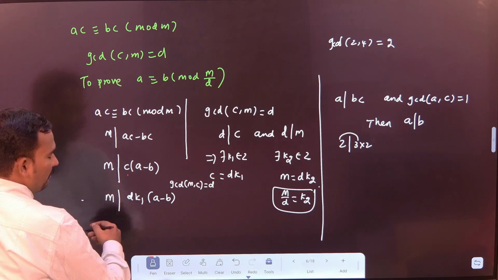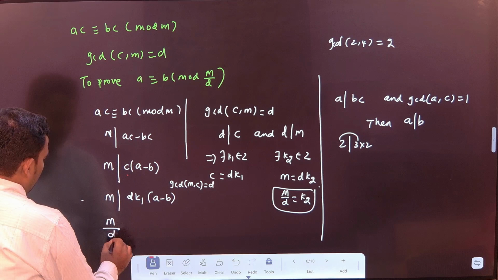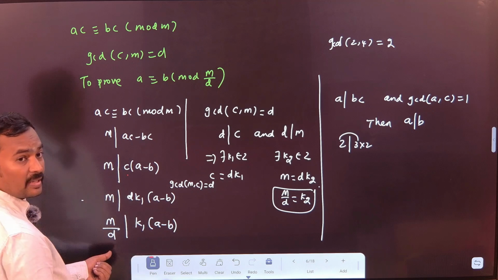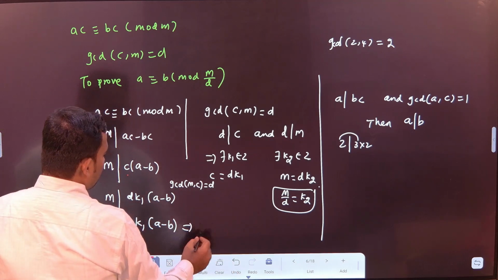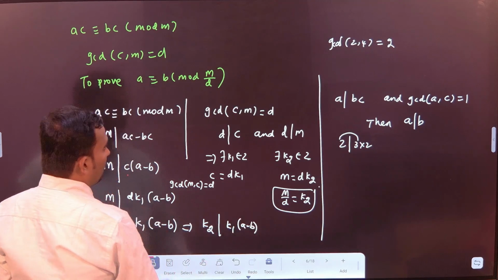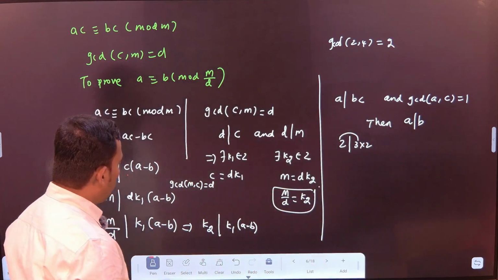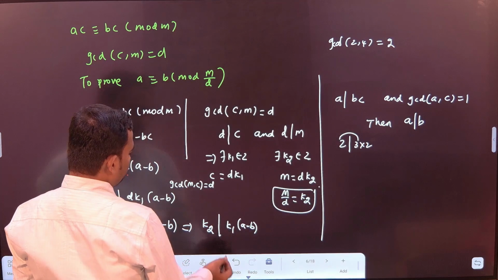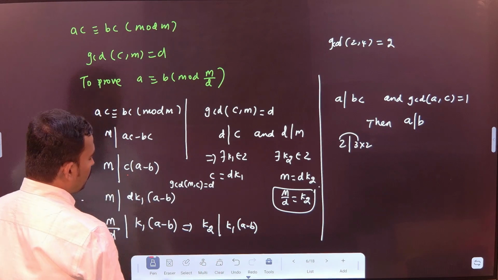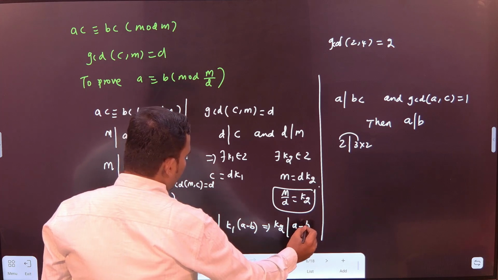Definitely you can divide it by D on both sides. What will we get? So M by D divides K1 into A minus B. What is M by D here? M by D we already know is K2. K2 divides K1 into A minus B. But you know this property: A divides BC, A and C are relatively prime, then you can say A divides B. So you can say here K2 and K1 are relatively prime. So we can say that K2 should divide A minus B, right?